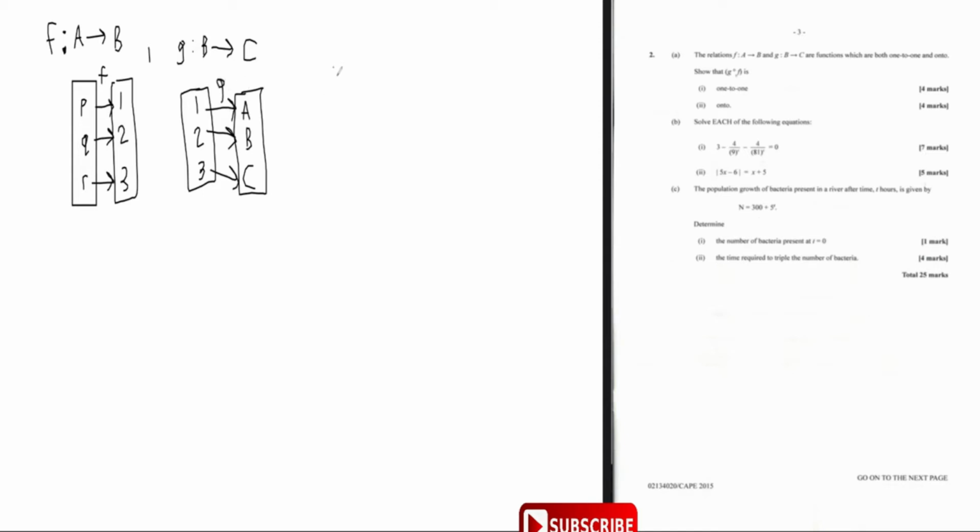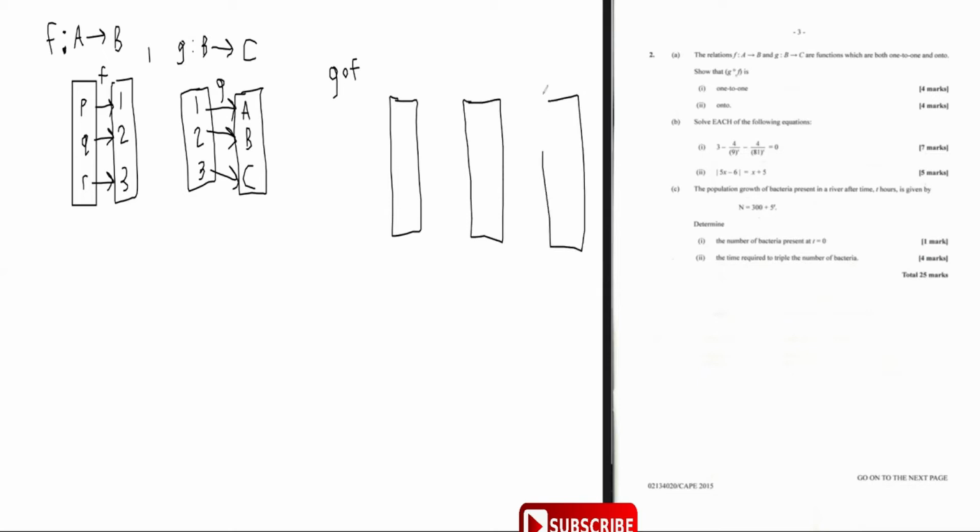Now they want G of F. They want us to put F into G. So we're on the domain of F. G of F is putting F into G. You're applying F first, and then you're going to apply G.